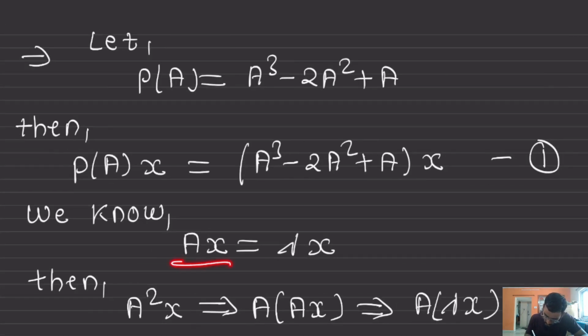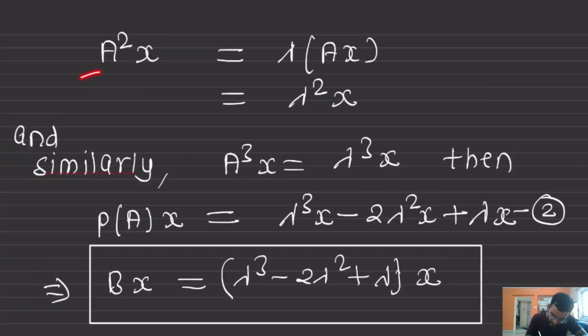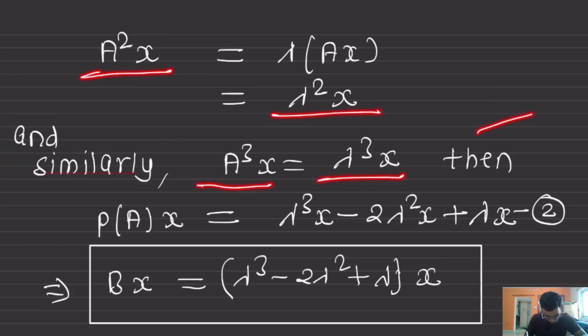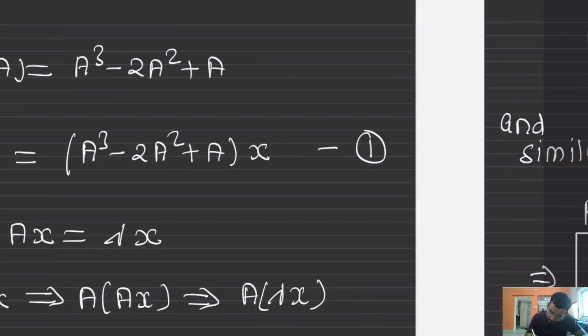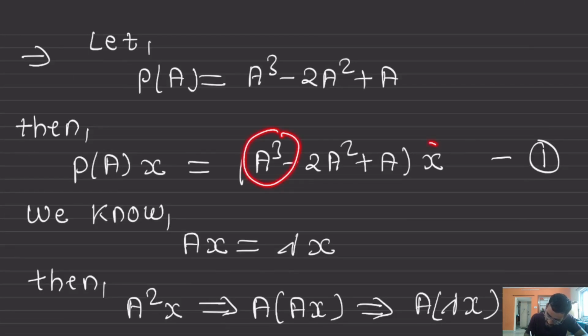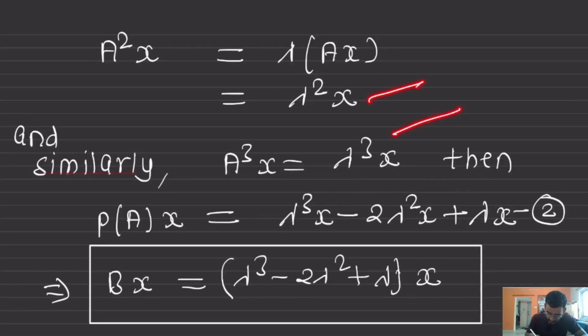So Ax is equal to lambda x. A squared x can be written as lambda squared x. Similarly, A cubed x can be written as lambda cubed x, and so on. Then if we replace A cubed x, A squared x, and Ax with their corresponding lambda x, lambda squared x, and lambda cubed x, we get p of A times x, which can be written as this polynomial.